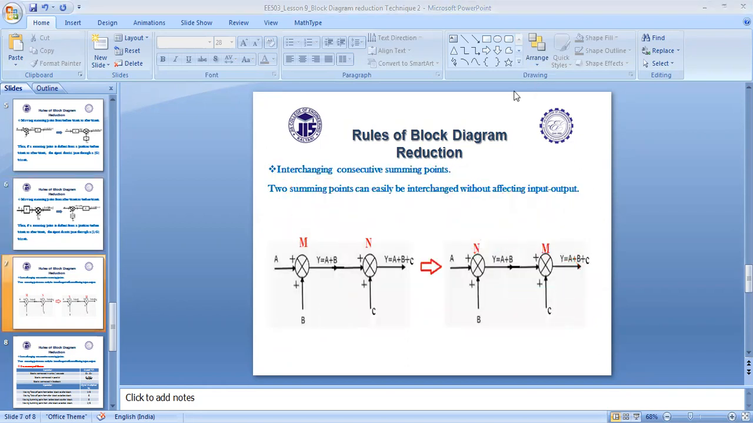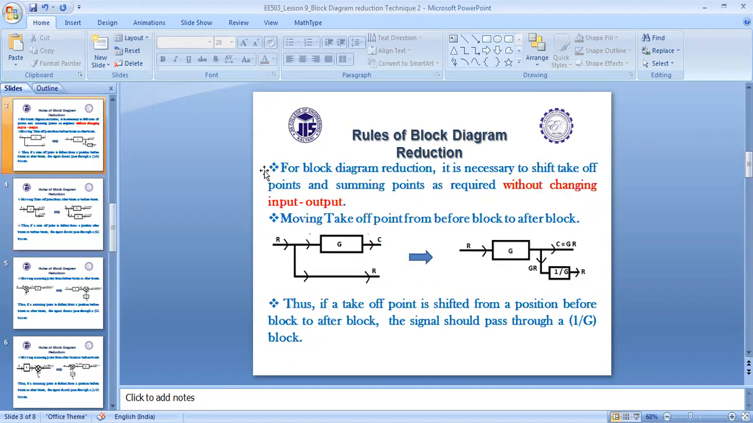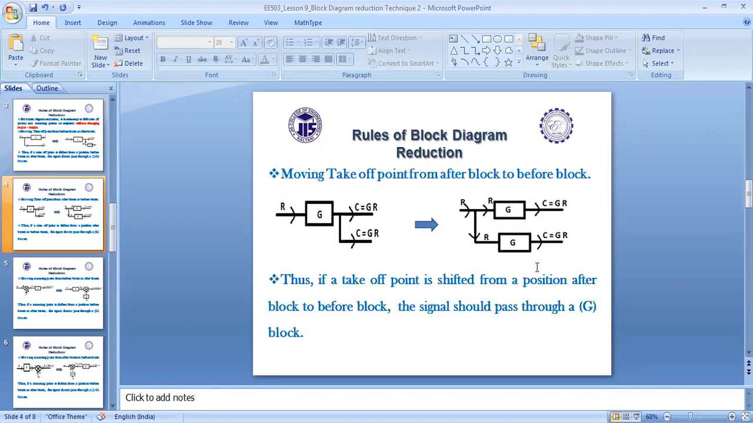So the conclusions of these 4 points are: if the takeoff point is shifted from before block to after block, the signal should be multiplied by 1 by G. If the takeoff point is shifted from after block to before block, then the signal should be multiplied by G.